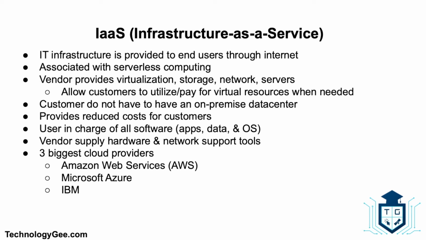Most importantly, this model allows companies to reduce the costs of their network infrastructure by outsourcing storage and computing services to a cloud provider. Infrastructure as a service puts the user in charge of all the software used in a project, from applications and data to the operating system. Vendors supply the hardware and network support tools, and the three largest cloud providers at the time of this recording are Amazon Web Services, also known as AWS, Microsoft Azure, and IBM.